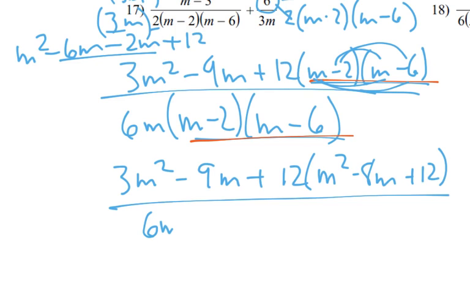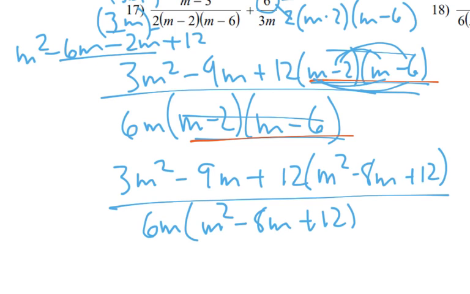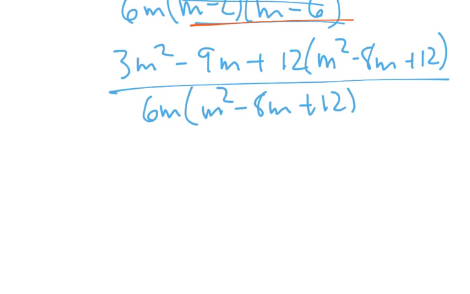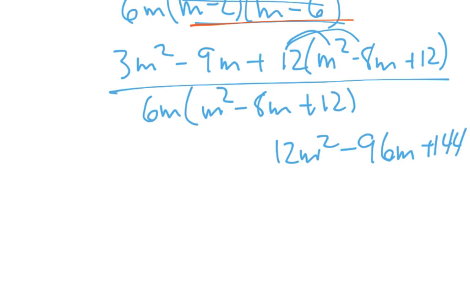And then we'd have 6m times m squared minus 8m plus 12, because that'll multiply the same as that. Now you may want to try to eliminate those, but you can't, because of this plus and this minus. So don't even try. So now we go 12m squared minus, what is that, 96m plus 144.